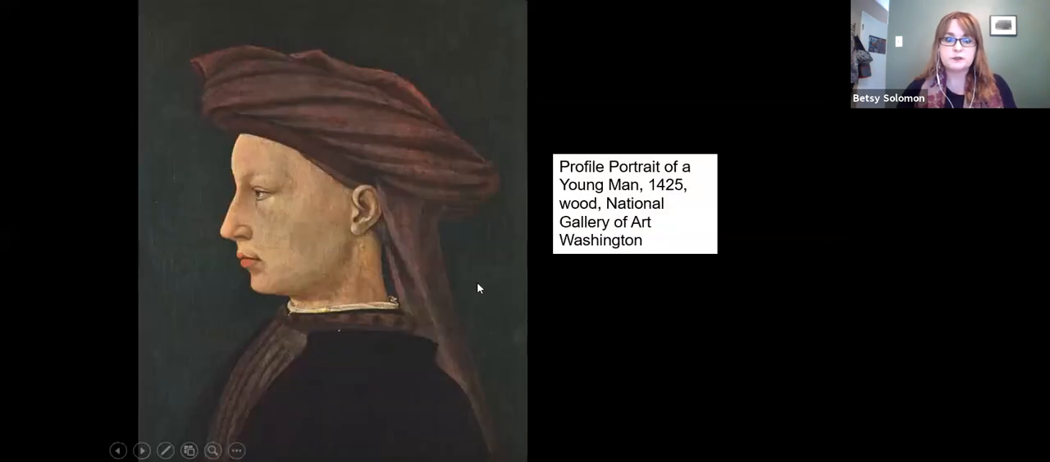So let's look at something a little different. Let's look at a portrait. This is a profile portrait of a young man. We don't know exactly who this sitter was. And this is in the National Gallery of Art in Washington, D.C. And I was in Washington, D.C. in front of this painting, I think about 4 years ago now. And my family got very impatient with me because I just wanted to stay and stare at it all day because it was a real Masaccio right in front of me. But so I will always remember it quite well.